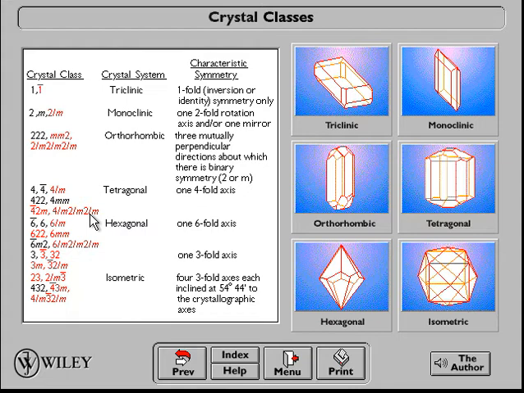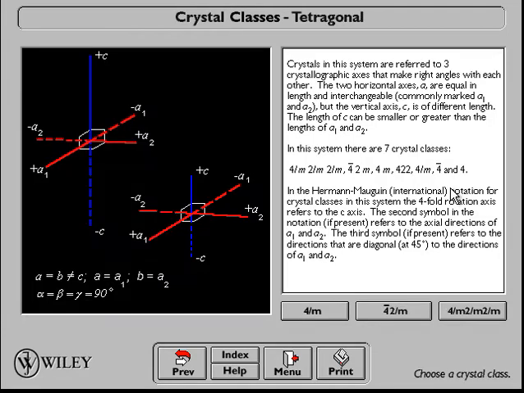And now we will continue. I think we are getting an example of 4 over m, then the 4 over 2m, and then the 4 over m 2 over m 2 over m. Let us just check. So yes, these are now the examples as I told you.